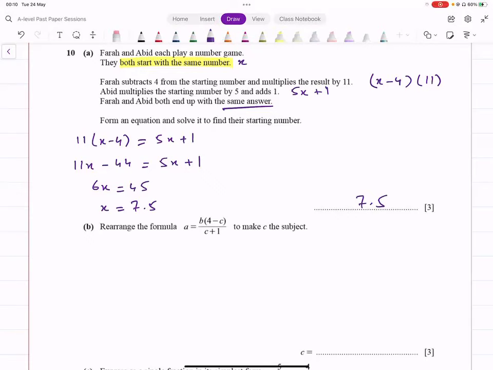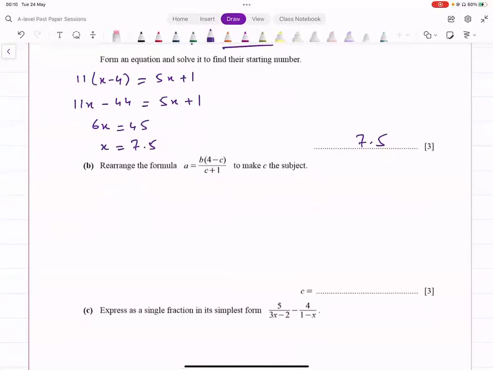Okay, now it says rearrange this formula to make c the subject. C ko subject banana hai. What do we get? a into c plus 1, that equals b into 4 minus c. We simplify everything and bring all the c terms on the left side. ac plus a, that equals 4b minus bc. ac plus bc equals 4b minus a.